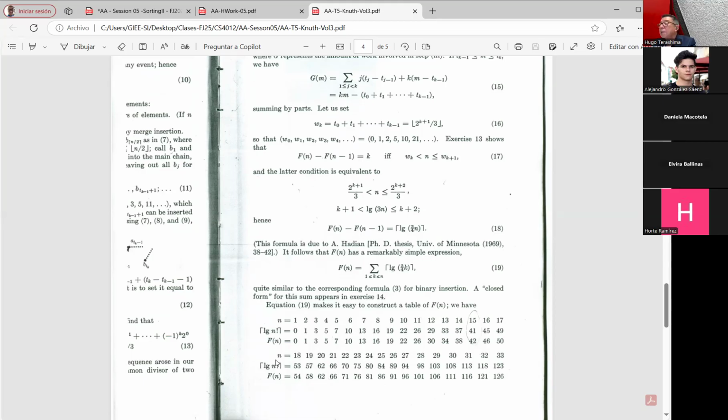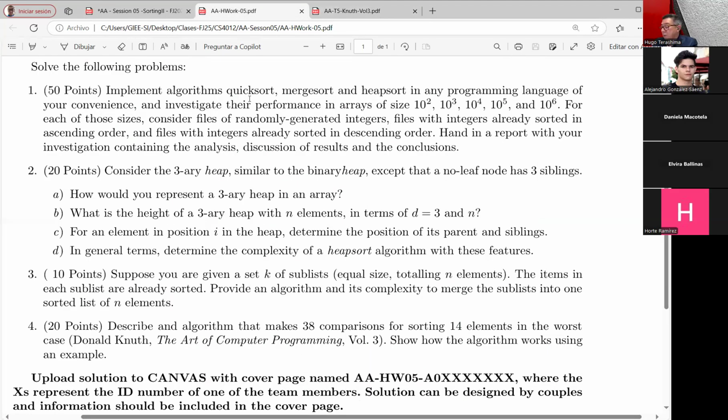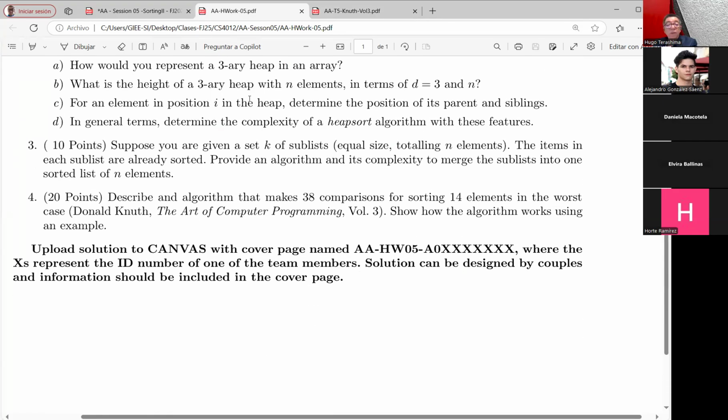Okay, so that is homework number 5. So just upload it to Canvas, right, with your information there, and it's also by couples. Okay, so questions so far?